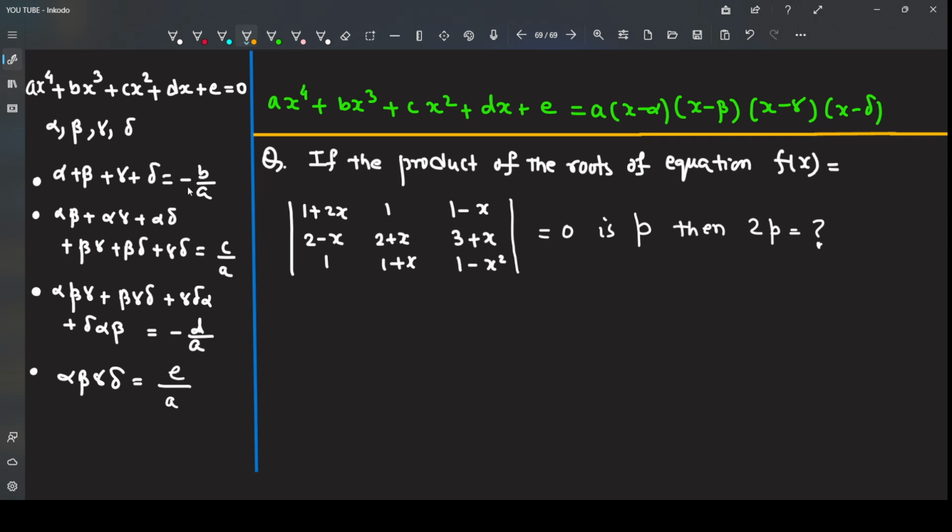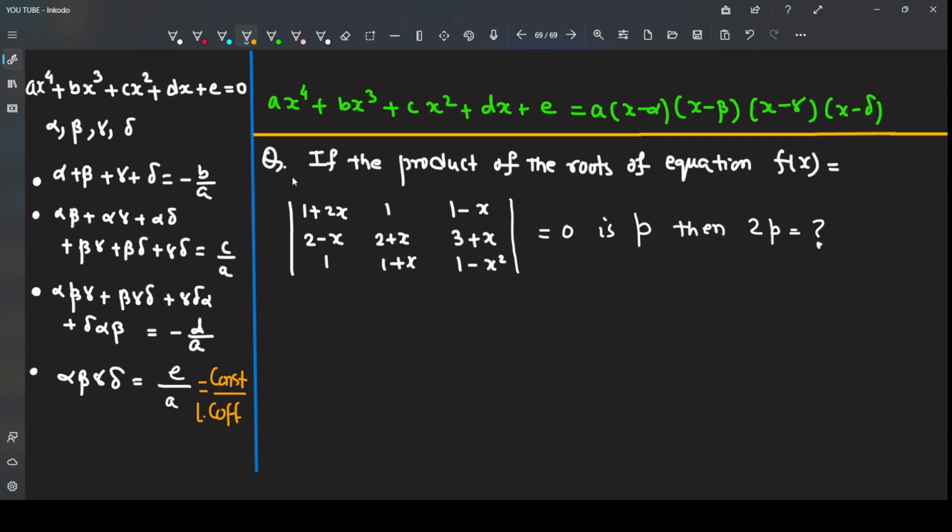Sign alternately change, negative, positive, then negative, then positive. So product of all the roots is e by a. E is what? E is the constant term. Now what is a? A is the coefficient of x power 4. That means you can say the leading coefficient, coefficient of x power 4.